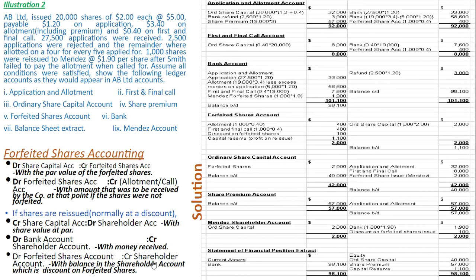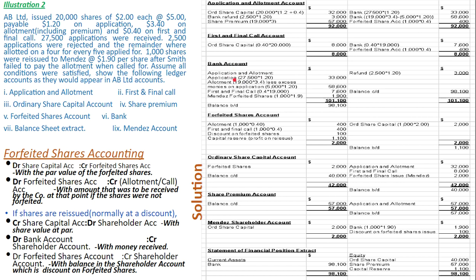So we now need to look at our solution. And for this illustration, I have combined the application and allotment account. Like we said before, the bank entries are always separated in this account so that we will be able to take care of the excess monies on application. So first and foremost, we need to debit bank account and credit the respective accounts with monies received at that stage. So firstly, we debit bank account with application and allotment.